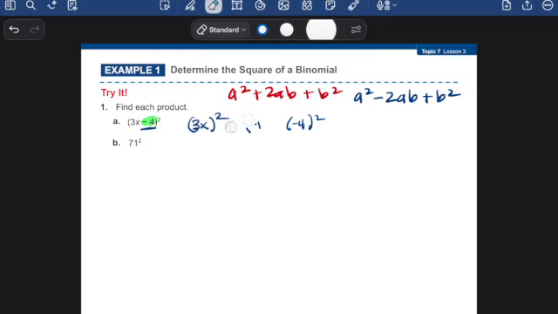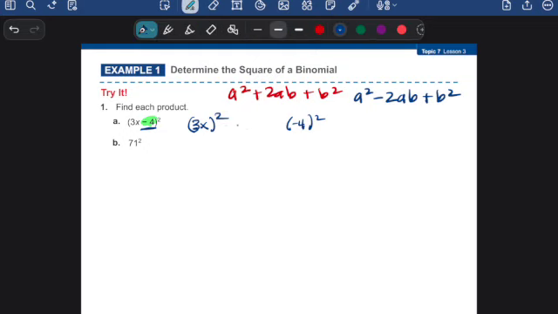I'm not going to show you that. It would be 2 times negative 12x. So 3 squared is 9x squared. 2 times negative 12 is negative 24x. And negative 4 squared is positive 16. So there's our answer.